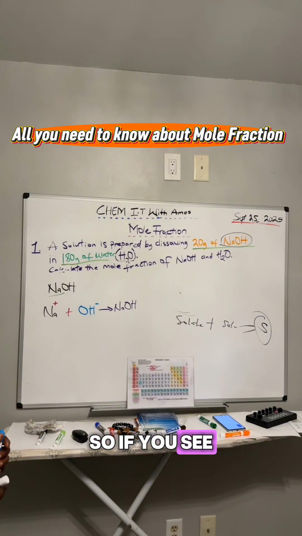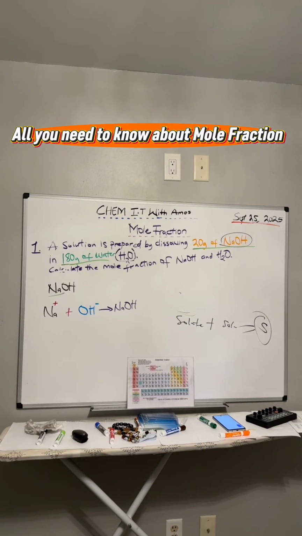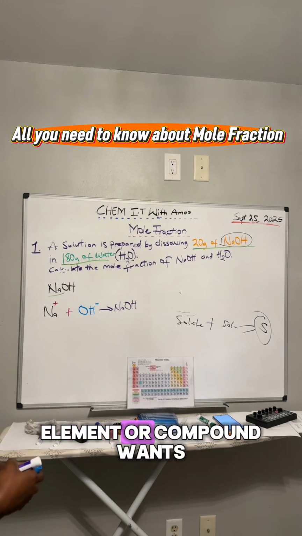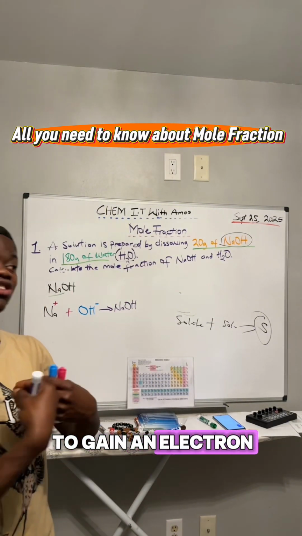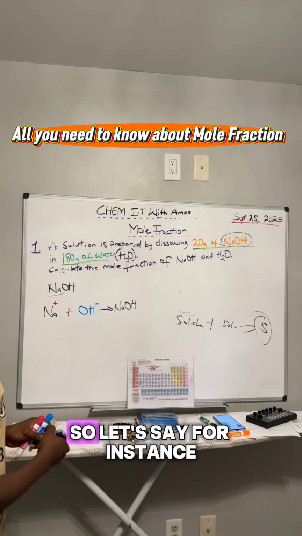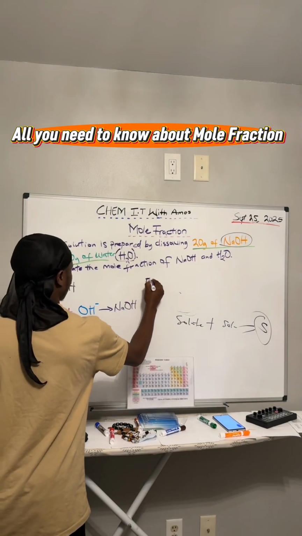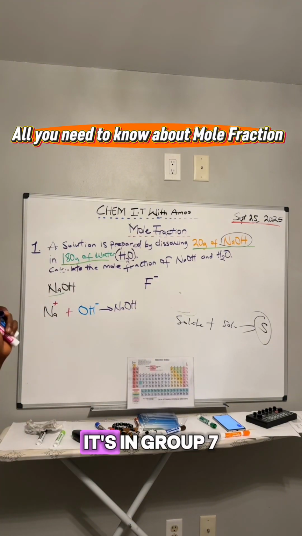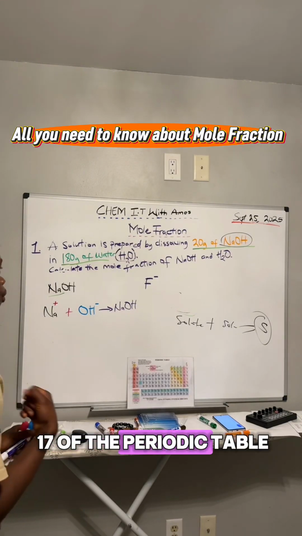So if you see an element or a compound that contains a negative charge, it tells you that the element or compound wants to gain an electron, or wants to gain electrons. Let's say, for instance, we have fluorine. Fluorine is one of the halogens. It's in group 7, or we say group 17, of the periodic table.